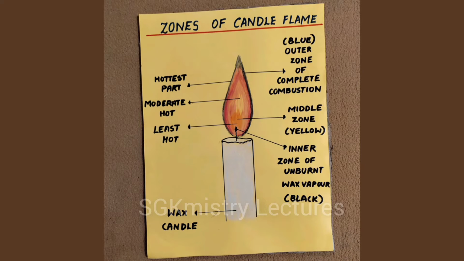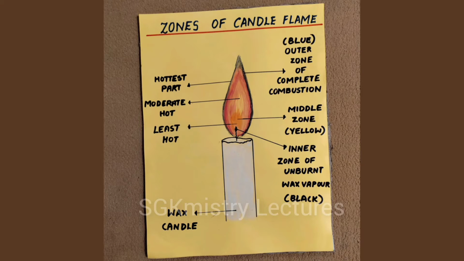The middle zone, which is yellow in color, is the part of the flame where partial combustion is taking place. Here, it is not completely exposed to oxygen, therefore only partial combustion takes place and it is yellow in color. And since only partial combustion takes place in this region, it is moderately hot. Next, the inner zone of the flame, what you can see in the picture, is black in color. This is because it contains unburnt wax vapors.